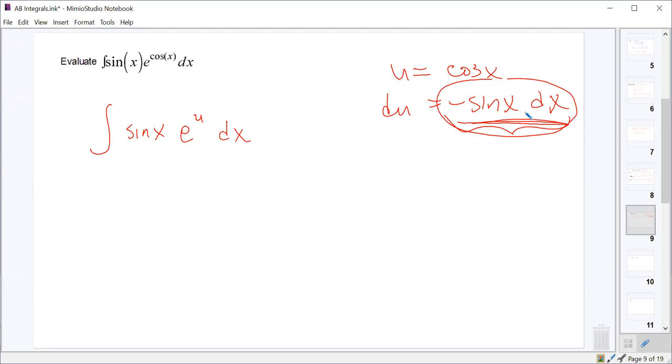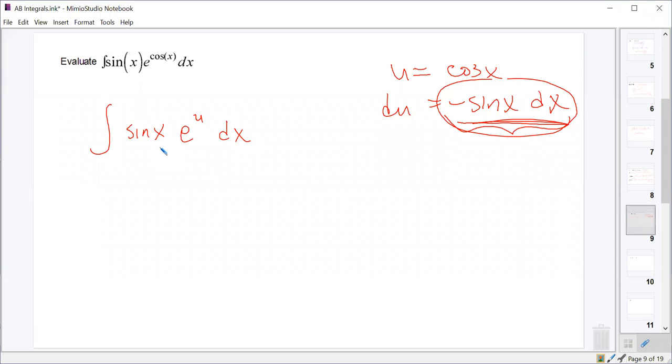Could you do du times e to the u? I mean, that's effectively what I'm going to want to have. I'm going to want to have an e to the u times a du. That's what I want to have, right? I want to have a du over here, but I want to get rid of all the junk with the x's in it.